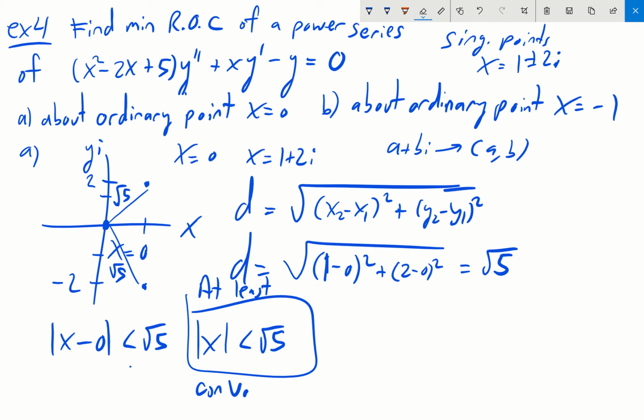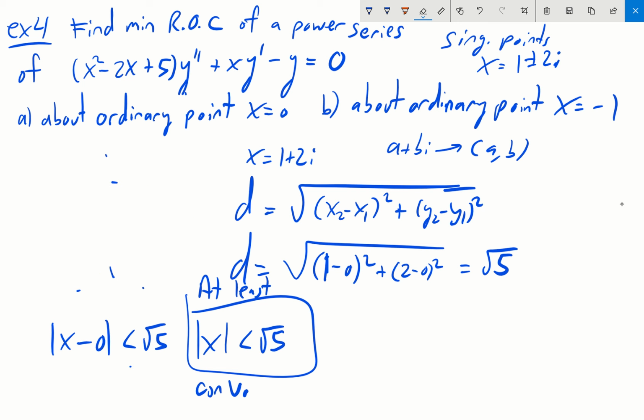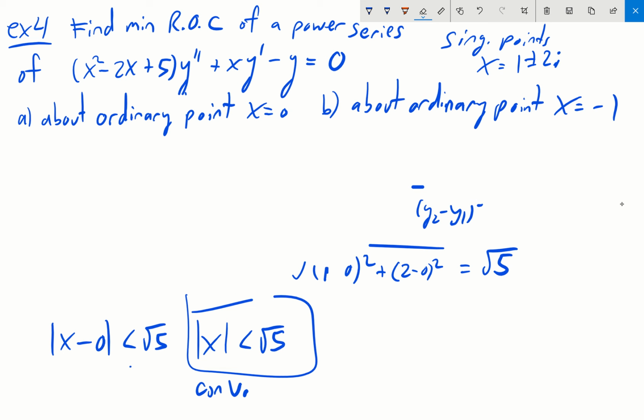Let's now do the same thing. Let's find the minimum radius of convergence for our power series solution about the ordinary point x equals negative 1. Again, via symmetry, here's negative 1 on the real axis, and this is where either one of our two complex points would be. The distance between the two is going to be the same, so we just need to compute the distance from x equals negative 1 to one of the complex numbers.